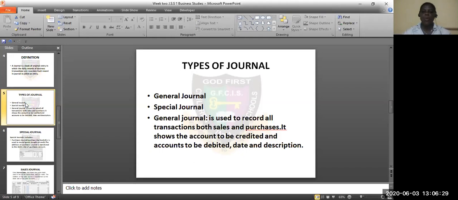Let's explain this one after the other. Date is where you record the actual day the transaction took place, to serve as reference for the date the transaction took place. Particulars can be said to be description of the transactions. And the folio has to do with reference number. Account to be debited, if it is coming in, you debit it, and account to be credited, if it is going out, you credit it.